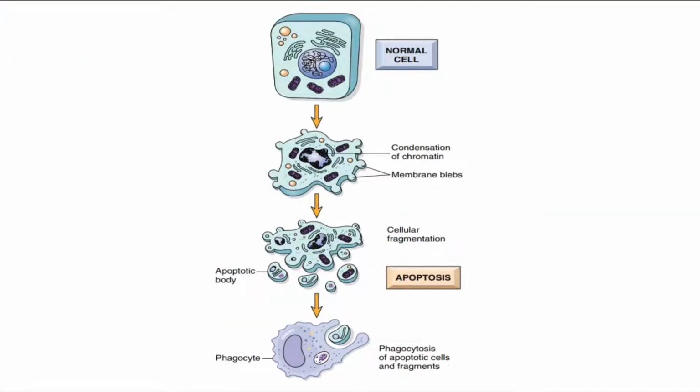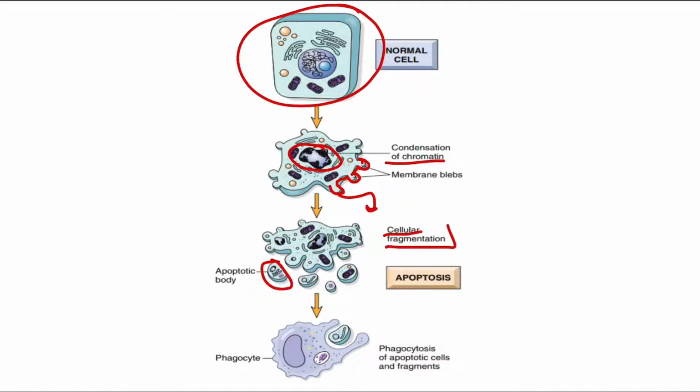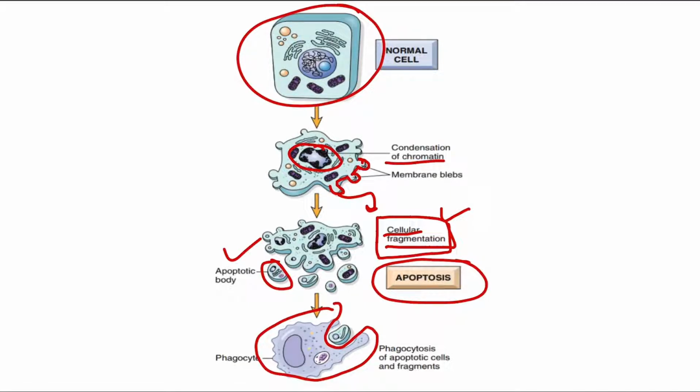So this is the summary of everything. This is a normal cell. You can see there is condensation of chromatin, the formation of membrane blebs, and then these blebs form apoptotic bodies. After the cellular fragmentation occurs, apoptotic bodies are formed. So this is basically apoptosis that is being shown in a flow chart. And the phagocytes ultimately ingest the apoptotic cells and the fragments. So apoptosis part 2 is completed. That was all about apoptosis.